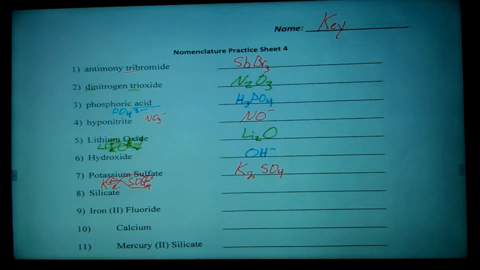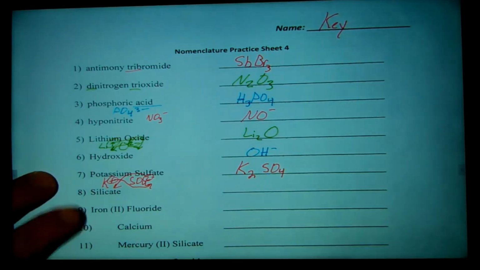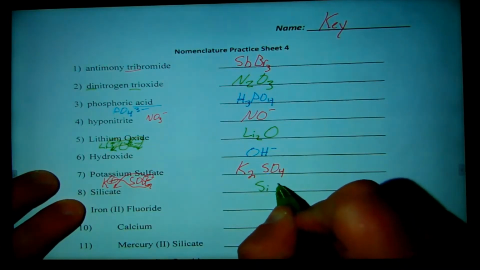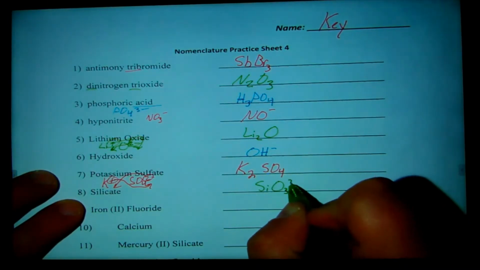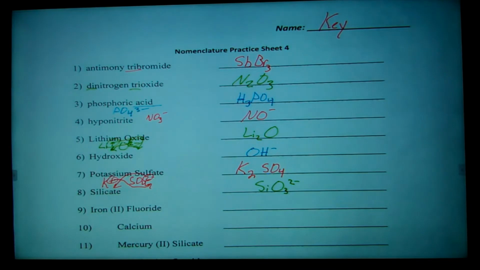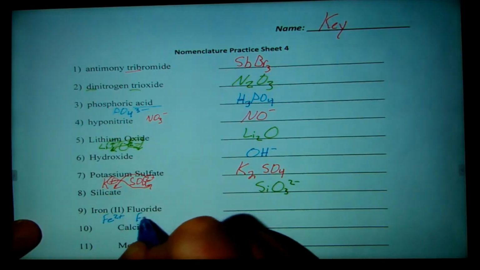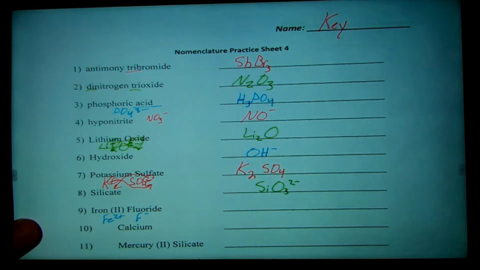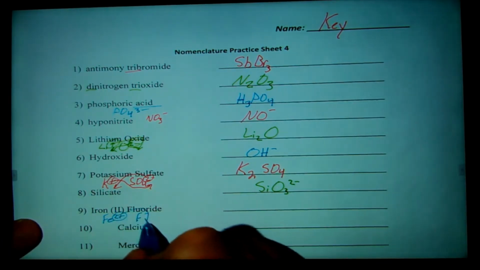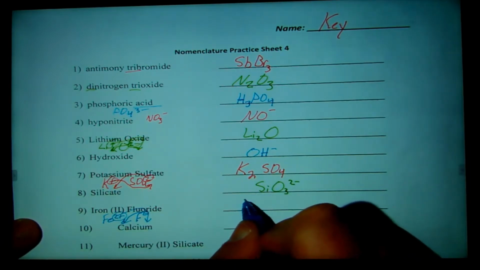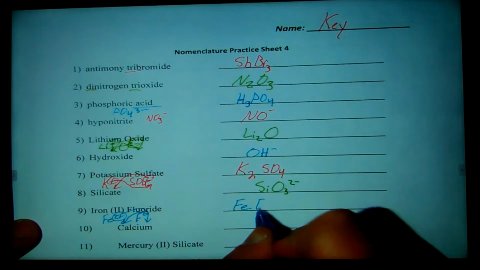Moving on here, doing silicate. Silicate also is polyatomic, and it's the root ion, so I have it memorized. So SiO3, 2 negative. Moving on to number 9, we have iron 2 fluoride. So iron 2, Fe2 plus. Fluoride is F negative. So that 2 comes over for the fluoride, 1 down for the iron. So we will have FeF2.